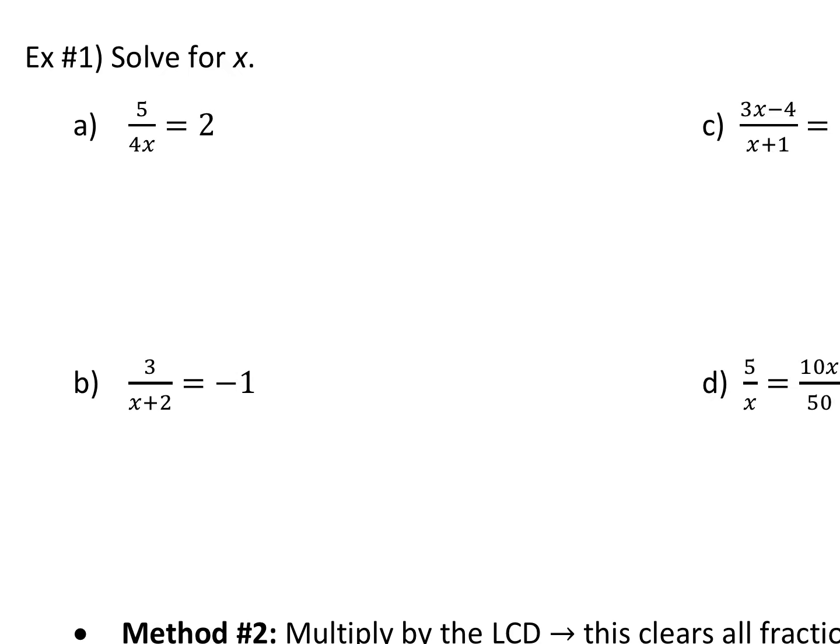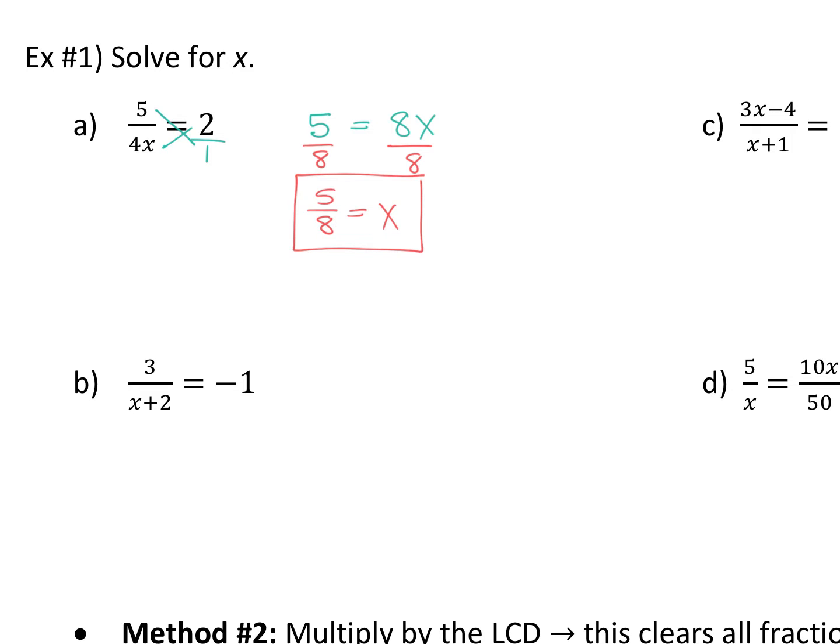Letter A. But how can you turn 2 into a fraction? 2 over 1. So if it doesn't look like a fraction, it's okay. Make it look like a fraction, okay? So treat this like 2 over 1, and now we just cross multiply. So it's 5 equals 8x. We're going to divide by 8 on both sides, and x will equal 5/8. Easy peasy, right? Cross multiply.